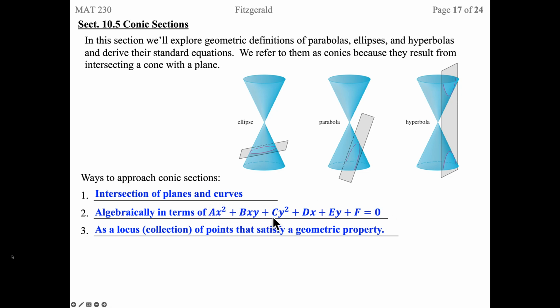Ax squared plus Cy squared. You're going to have an x squared and a y squared for an ellipse and a hyperbola. If the two terms, x squared and y squared, are positive and being added together, you have an ellipse. If they're being subtracted, you have a hyperbola. A parabola, there will only be one variable squared. That's going to be the dead giveaway between the three.